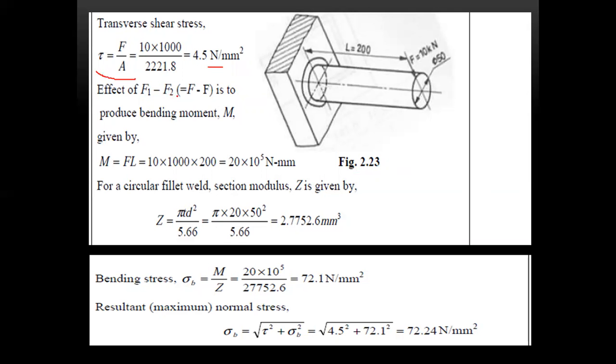Now F1 and F2 give F minus F. Therefore, M is equal to F into L, that is 10 into 1000 into 200. For a circular fillet weld, Z is given by pi d square by 4. Therefore, Z is equal to this value. Now the bending stress, sigma B is equal to M by Z. We get the value. Now the maximum normal stress is root of tau square plus sigma B whole square, that is equal to this one.